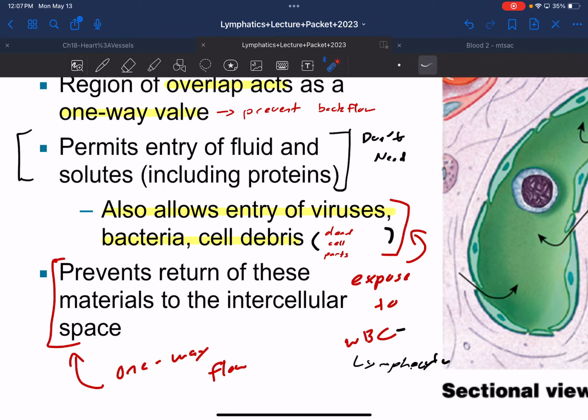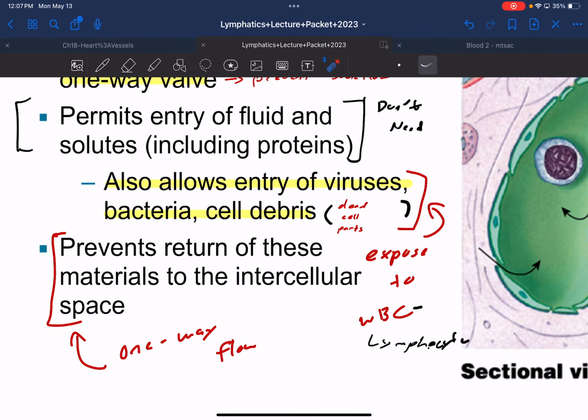And when we say the words dead cell debris, this means dead cell parts. Maybe there's a mitochondria that left a cell that died, that underwent autolysis, self-destruction. And then those little parts are floating around, and now they'll get rid of it. The white blood cells get rid of it. So that allows them to flow into areas with white blood cells. And don't forget, one-way flow.